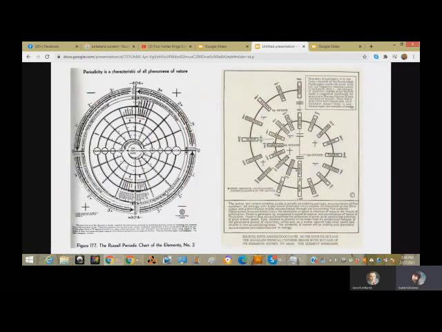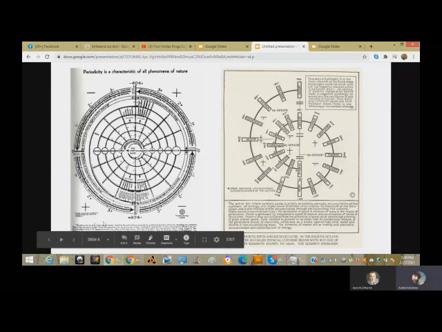Living. Here's another example of the pressures. Periodicity is a characteristic of all phenomena of nature. It's Russell's periodic chart of the elements, number 2. Fortunately, I can't read what's on the bottom right there, but that gives everybody who hasn't heard of Russell a time. Go have a time with that and experience it for yourself.